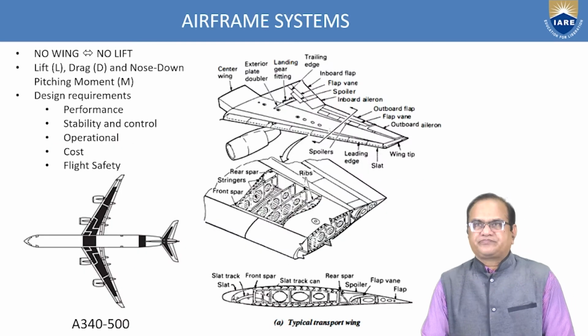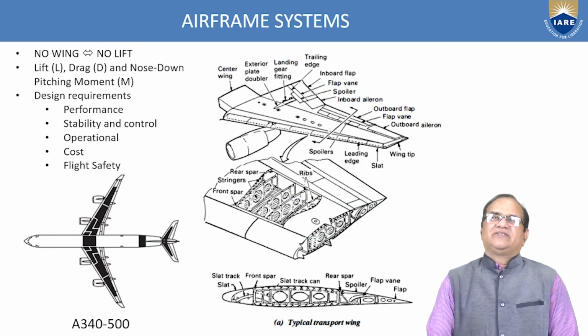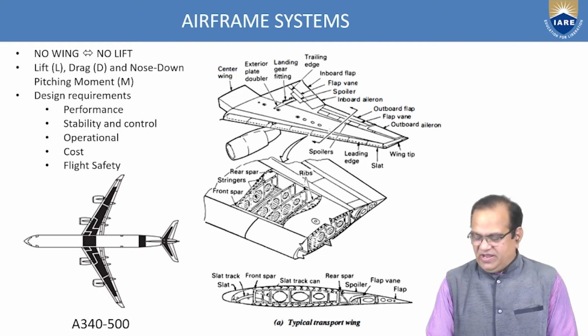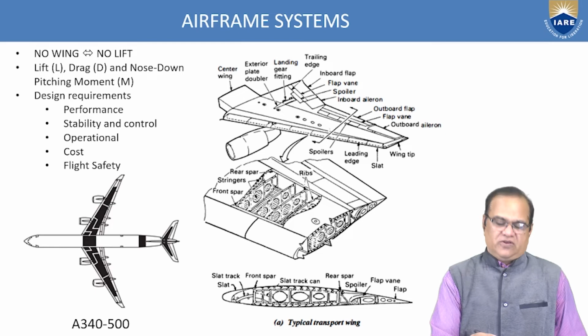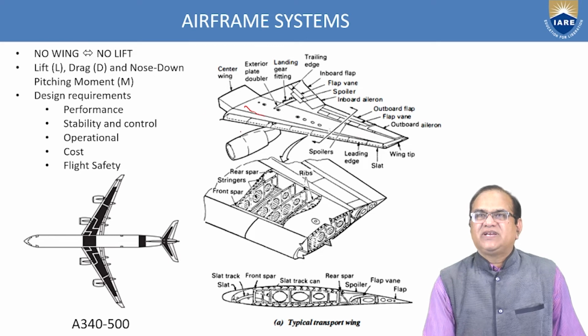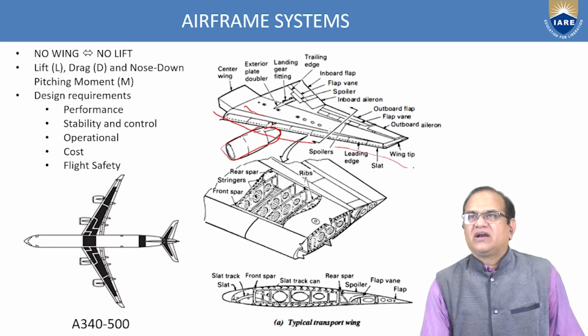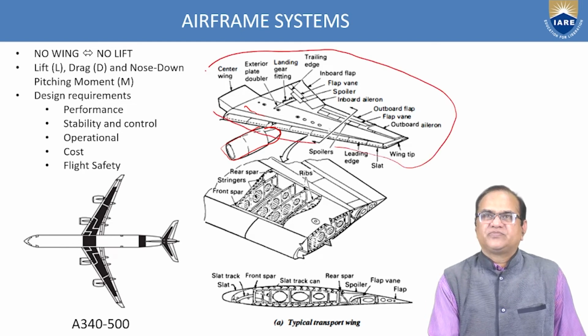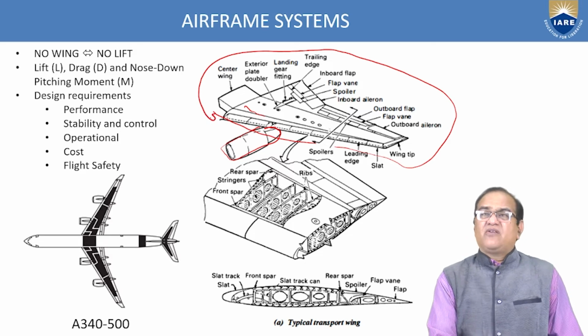Now, I will go with the airframe systems. And if I talk about the airframe, this you can see here is the wing, this is the wing. This part is wing and this I have shown, this is the engine. From here to here, this is the wing. So wings are very much required.